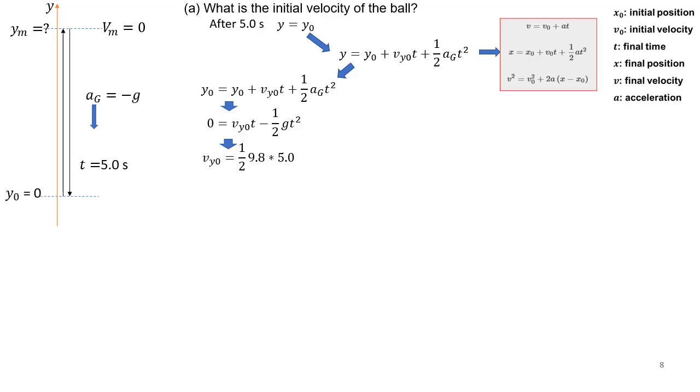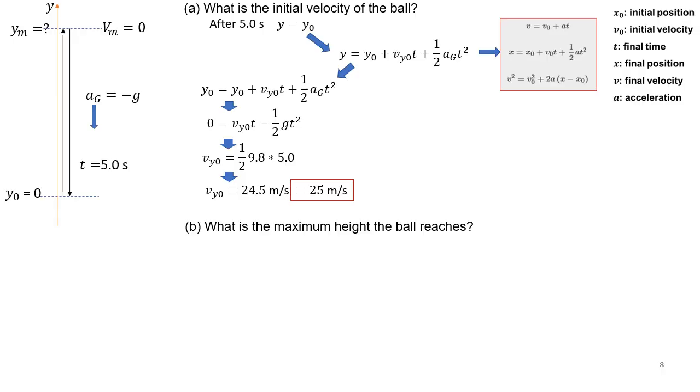So the time taken is 5 seconds. Substituting the values, we get vy0 equal to 24.5 meter per second. If you write it in the correct significant figures, it's 25 meter per second.